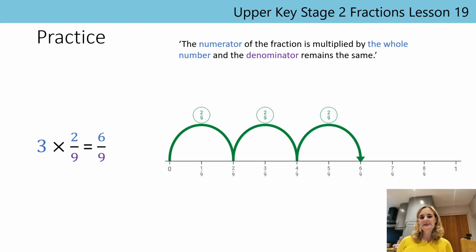But again, is this the final answer for our question, or is there something else we need to do? You're right, it hasn't been simplified. The highest common factor of 6 and 9 is 3, so we need to make sure that we scale down 6 and 9 by 3, so it becomes 2/3.